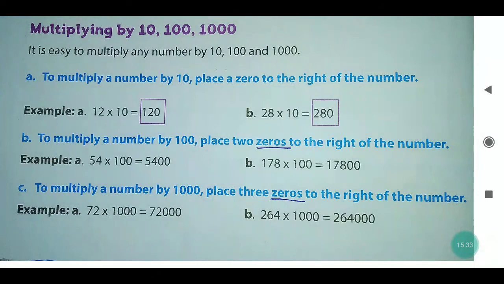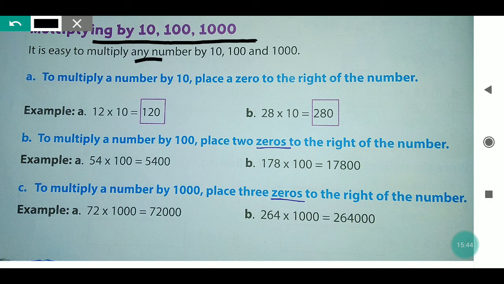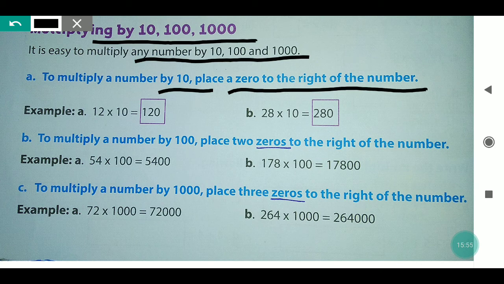Now my dear, you will get questions like multiplying by 10, 100 and 1000. Just see, it's easy to multiply any number by 10, 100 and 1000. Why is it easy? It is written, just see: to multiply a number by 10, place the 0 to the right of the number. Keep this in your mind.